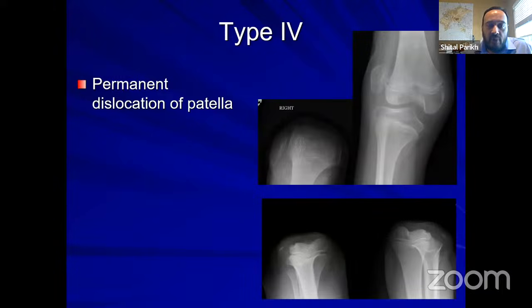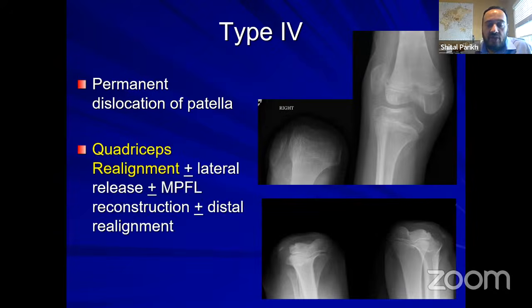Type 4 is a permanent dislocation where the patella is outside of the trochlear groove. They may be reducible or irreducible, and a lot of times they may be associated with syndromes. These patients typically require quadriceps realignment or quadricepsplasty.